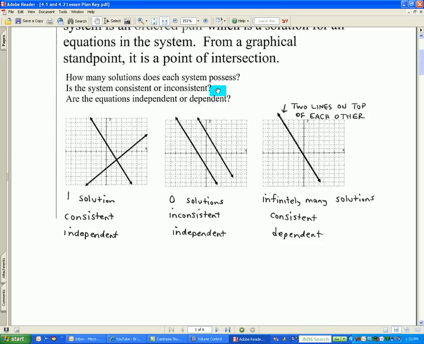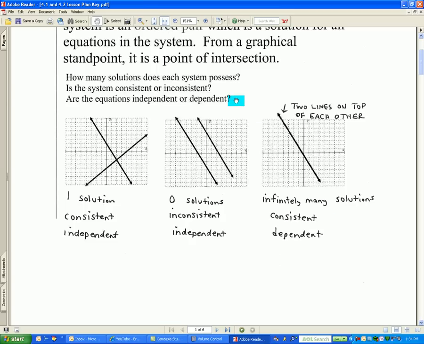Part 2. Is the system consistent or inconsistent? Consistent means there's at least one place they touch. At least one. Well, obviously this first drawing is consistent because there's one. This drawing would be inconsistent since they never touch. And this drawing would be consistent because there's at least one place they touch. In fact, there's infinitely many.